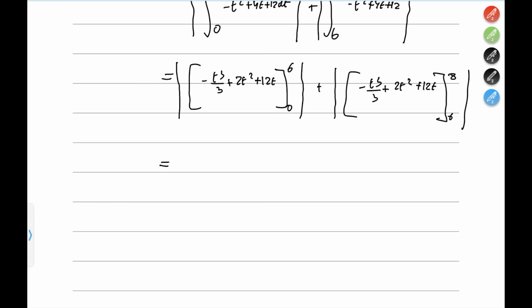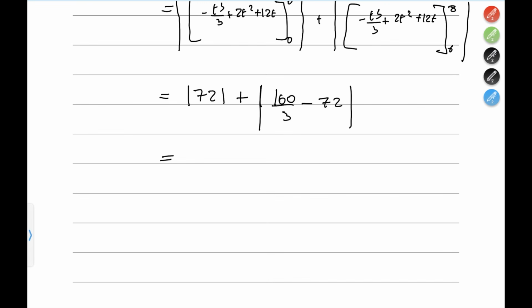So if we just sub in 6, I'm going to use the answer function here to help me out. So minus answer cubed over 3 plus 2 answer squared plus 12 answer. That gives me 72. And we know that if I sub in t equals 0, it will just be equal to 0. We're going to add that on now to the magnitude of, if we sub in 8, that will give us 160 over 3 minus, if we sub in 6, 72.